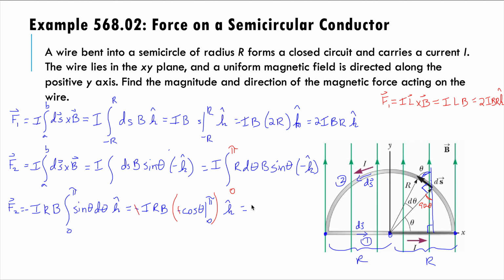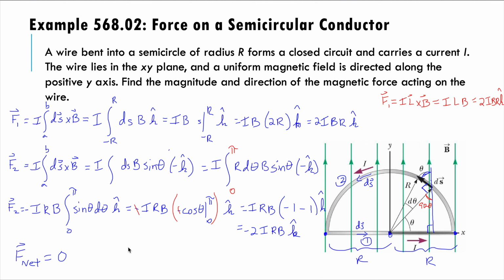So we're going to have IRB, and then we're going to have cosine of pi minus cosine of 0. Cosine of pi is negative 1. Cosine of 0 is 1. So we're going to have negative 1 minus 1. Don't forget our direction. So we're going to get negative 2 IRB in the k direction for the force on segment 2, while the force on segment 1 was 2 IRB in the k direction. So what is our net force? Well, if you add those up, they're in opposite directions. They cancel each other out. The net force is 0.